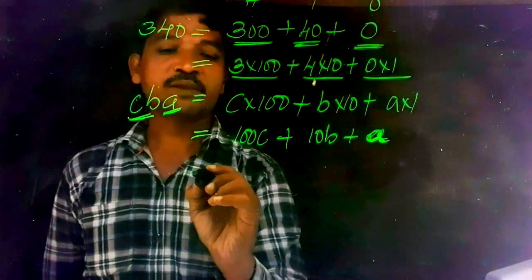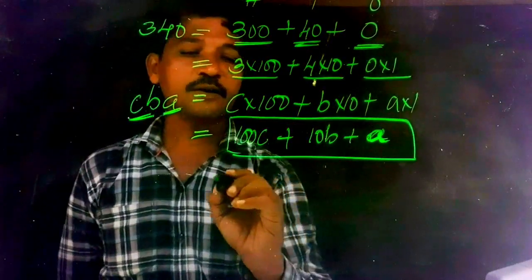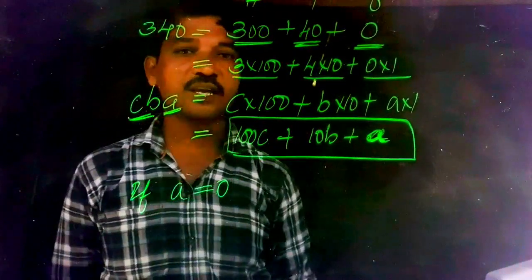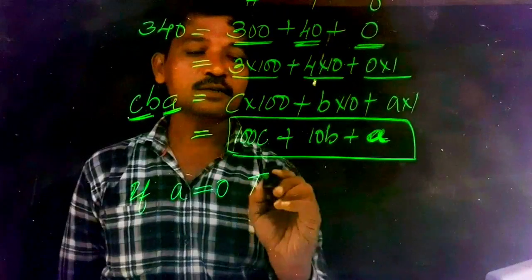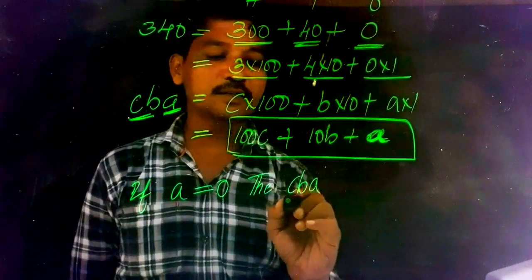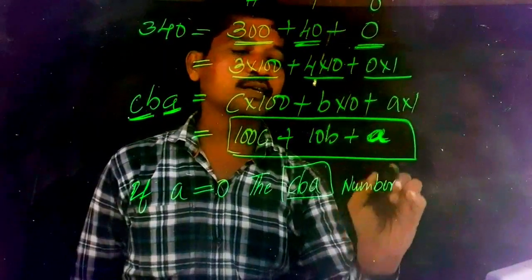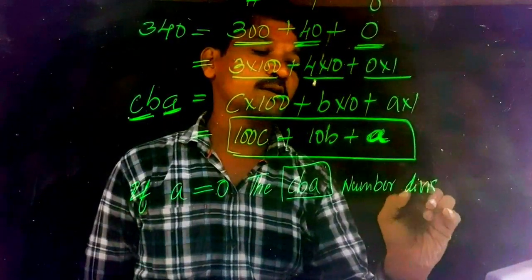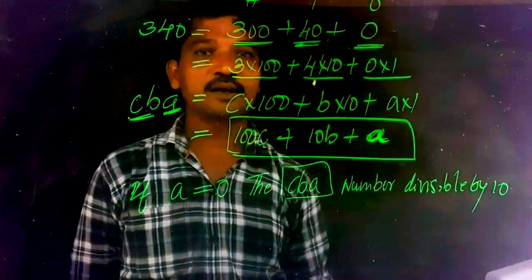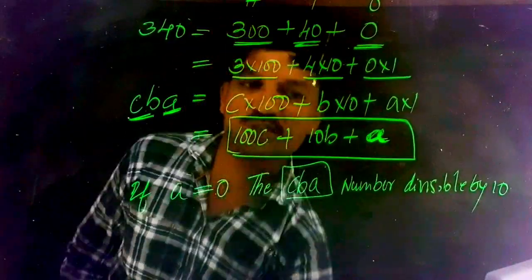Therefore, how do we have to write in this standard formula? If A equals 0, the number CBA is divisible by 10, that is divisible by 10. Is it okay? Now check the divisibility rule of 5. Check the divisibility rule of 5.